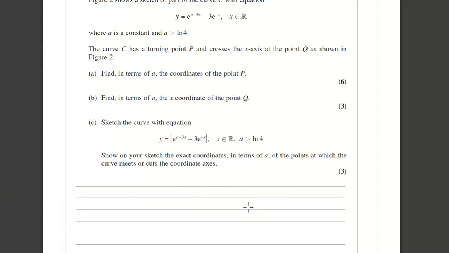For part B, all we need to do is, let's have a look, find q. Now, q is where y is 0. So you've got 0 equals e to the a minus 3x minus 3e to the minus x. Okay, let's use a similar approach to last time. Let's have 3e to the minus x equals e to the a minus 3x. You can see a couple of ways of thinking about this now. Maybe you like this way best. You could take natural logs of both sides and do it with natural logs, but I feel like this is going to be slightly easier.